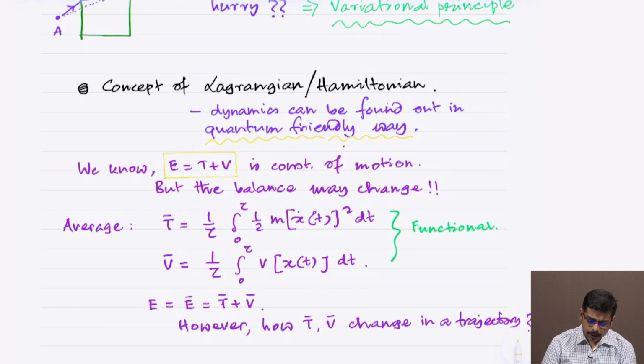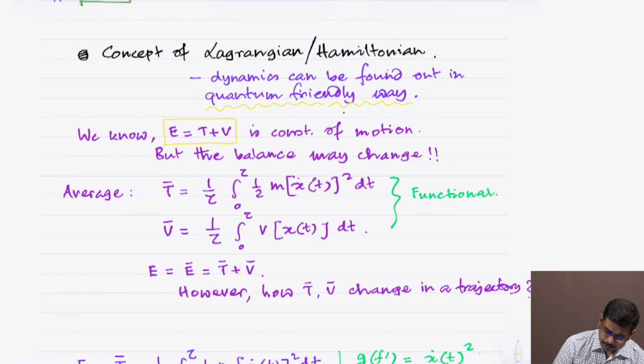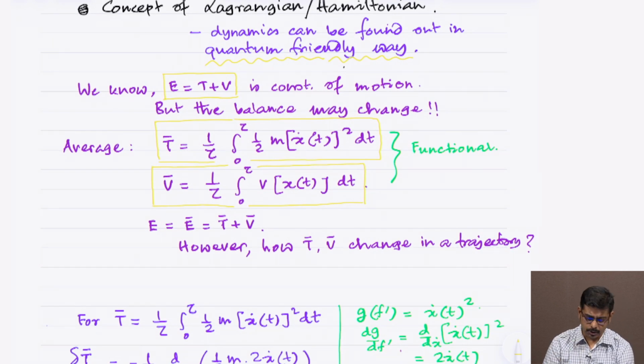So we can define the average of the kinetic energy, let us call it T bar, which is 1 by tau integral from 0 to tau of half m x dot squared dt, within the time interval 0 to tau. Similarly, we can define the average of the potential energy, which is simply 1 by tau integral of V dt from 0 to tau. Therefore, the total energy is E bar, which is T bar plus V bar.